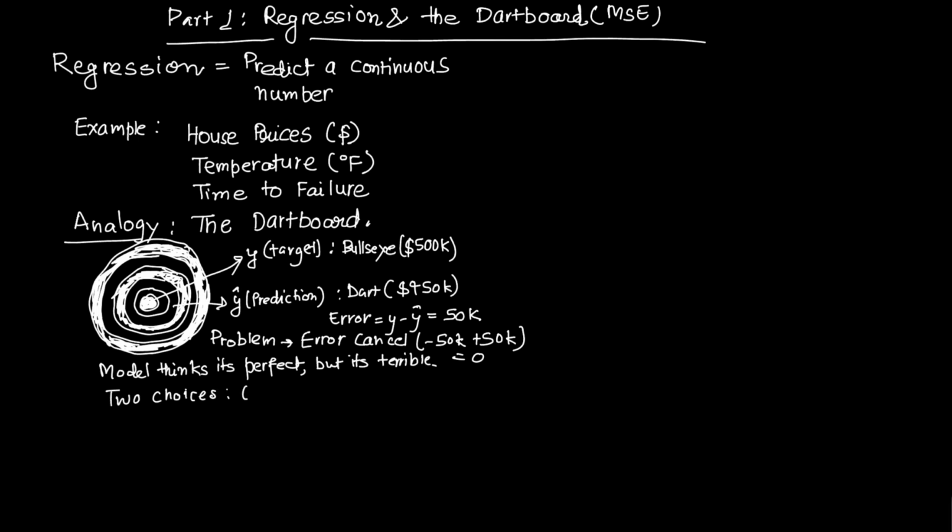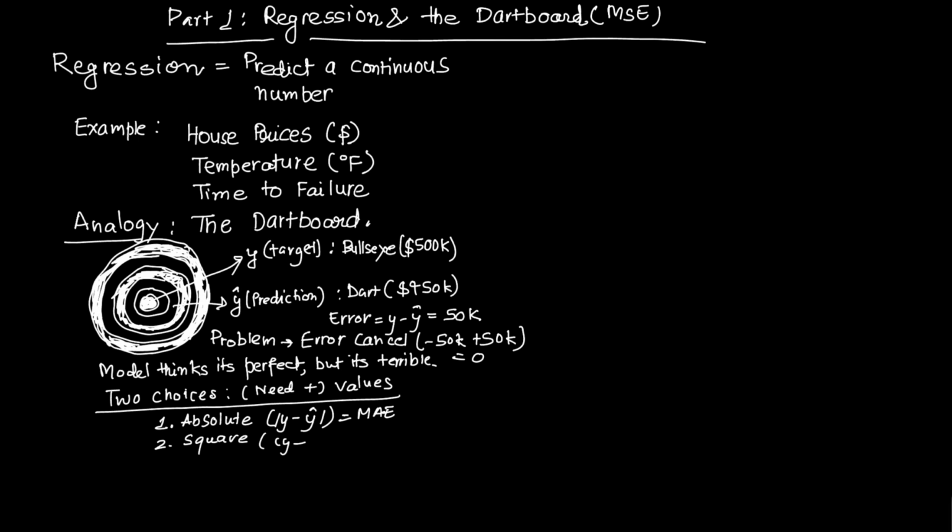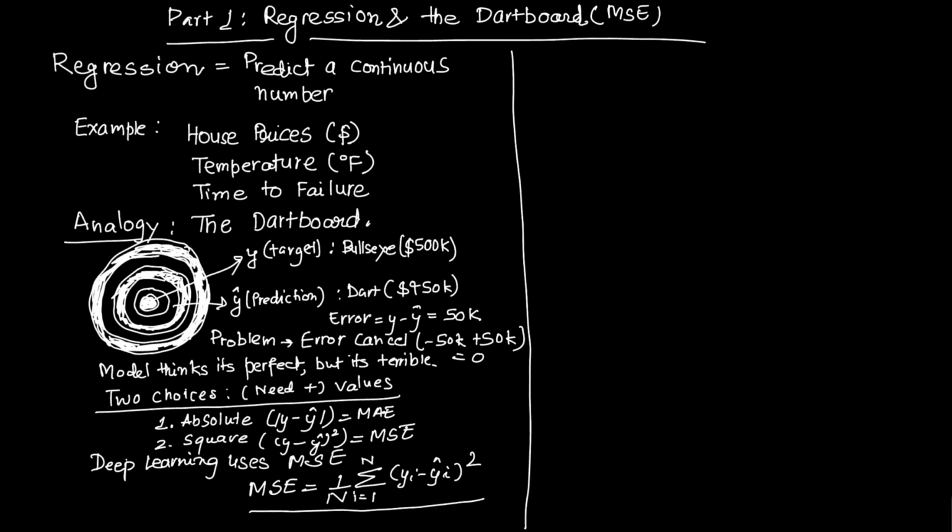We have two choices. First, the absolute value, which is the absolute value of y minus y hat, also known as MAE. And second, square the difference, which is (y minus y hat) squared, which is MSE. Deep learning almost exclusively chooses option 2, mean squared error, or MSE. MSE is equal to 1/n times the sum from i equals 1 to n of (y_i minus y hat_i) squared. Why do we square it? Why is the square so special?